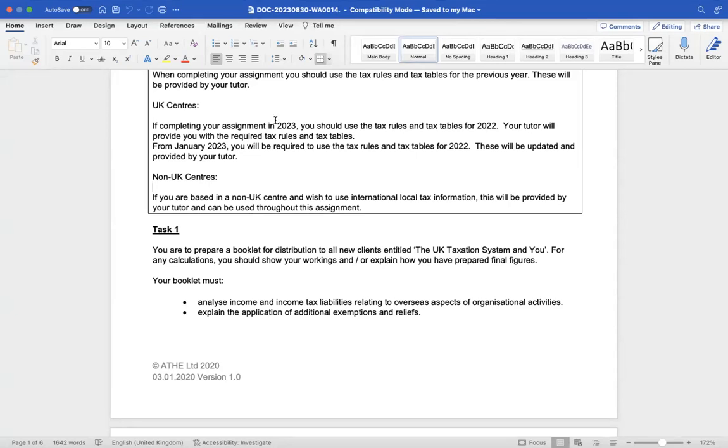Okay. So next, explain the application of additional exemptions and reliefs. This is a learning outcome again, section 1.2.